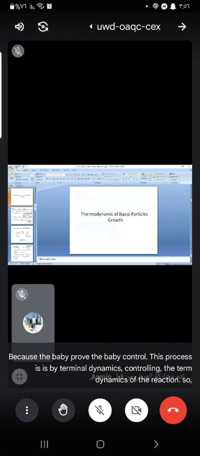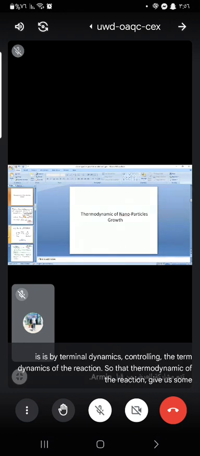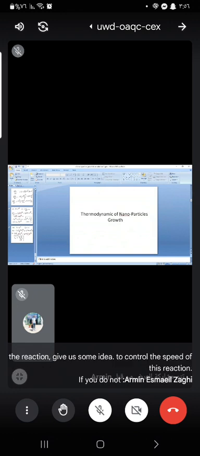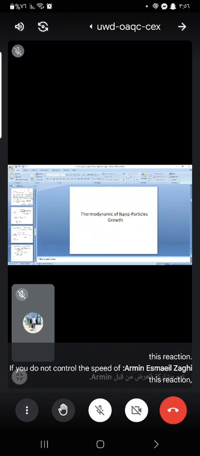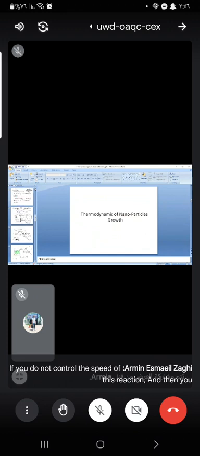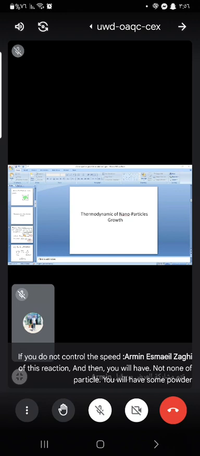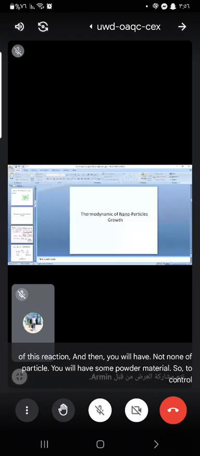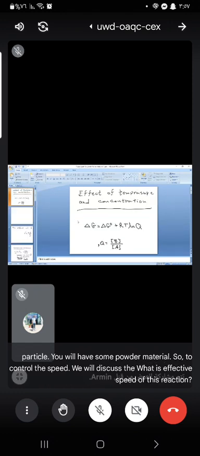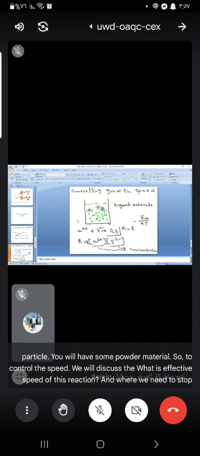So the thermodynamics of the reaction give us some idea to control the speed of this reaction. If you do not control the speed of this reaction, then you will have not nanoparticles, you will have some powder of your material. So to control the speed, we will discuss what affects the speed of this reaction and where we need to stop this reaction.